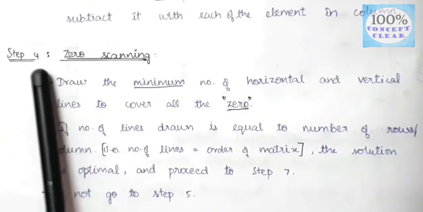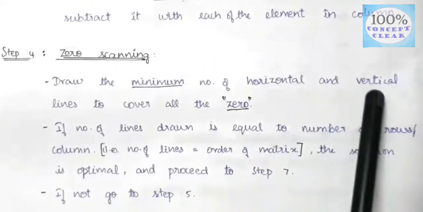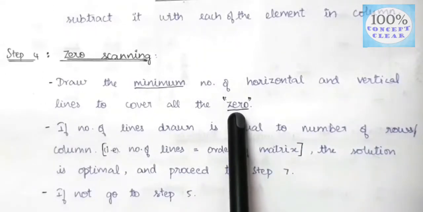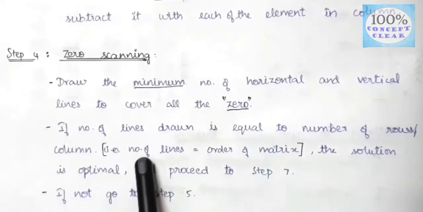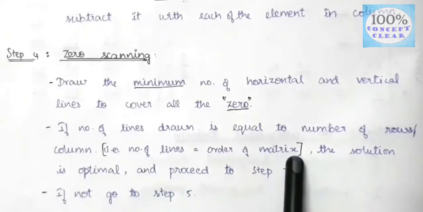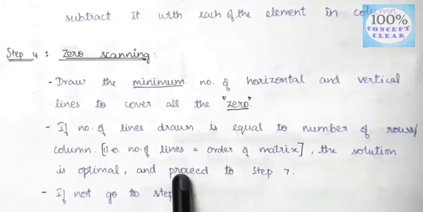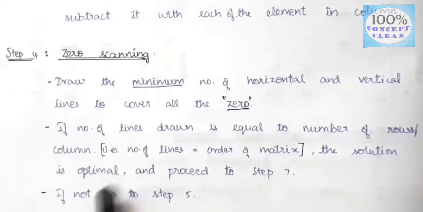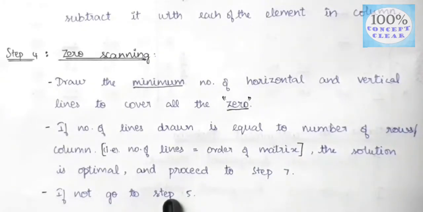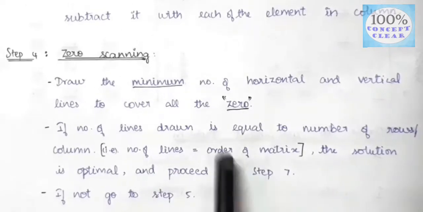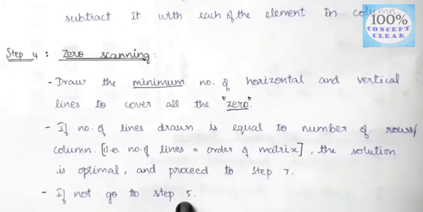As per step 4, we have drawn the minimum number of horizontal and vertical lines to cover all the zeros and checked whether our sum satisfies the condition. If it satisfies the condition, we can go to step 7. If not, we should go to step 5. Our problem didn't satisfy this condition, so now we should go to step 5.